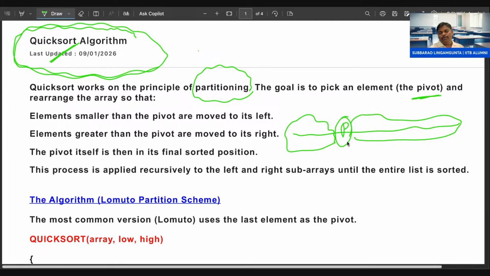Based on the pivot element. Suppose you take some element as the pivot element, say the third element. Then elements less than the third element will go to the left side, and elements more than the pivot will go to the right side.